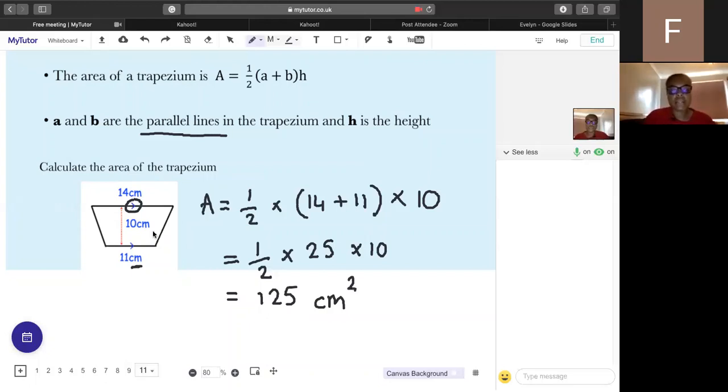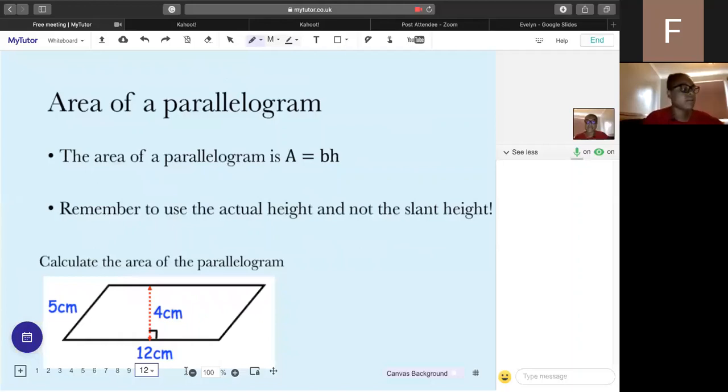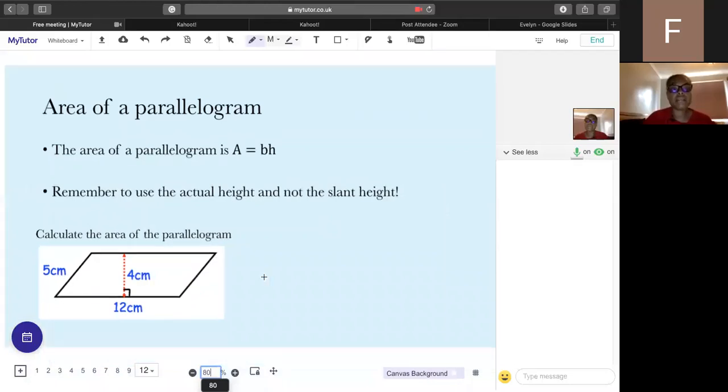Cool. And then the last area that we're going to go through is a parallelogram. Now the area for a parallelogram is base times height. It's sort of like a rectangle, yeah? So remember, do not use the slant height, use the actual height of the parallelogram. They will give you the slant height to throw you off, just like with triangles. Try and make sure that you do not fall for it.